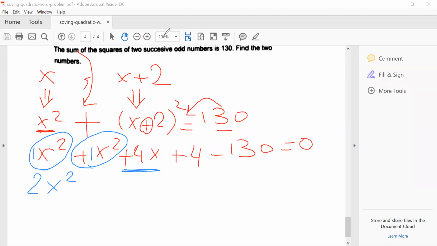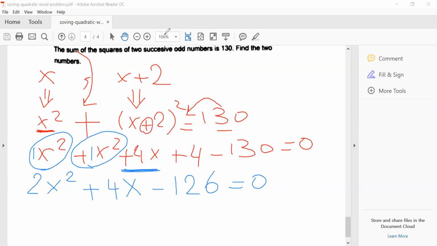Okay, positive 4x. Do you have an x in the equation? No. So it will remain alone. So there is no like term. Positive 14 minus 130 equals minus 126, equals 0. So we have 2x squared plus 4x minus 126 equals 0.